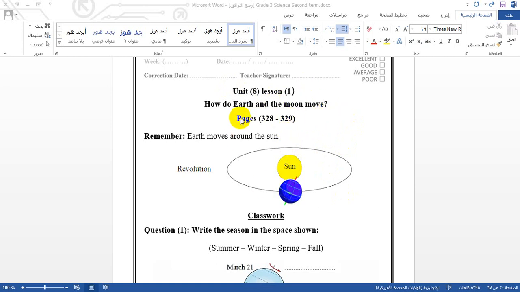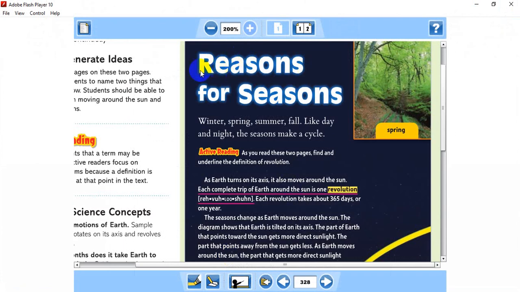Okay guys, unit 8, lesson 1: how do Earth and Moon move? Remember, Earth moves around the Sun. When the Earth moves around the Sun, we call it revolution. And revolution causes the seasons. For that reason, the title of our lesson is the reasons for seasons.